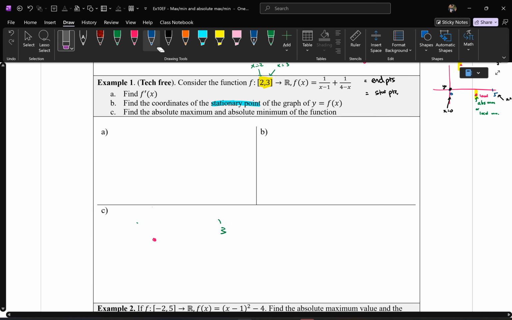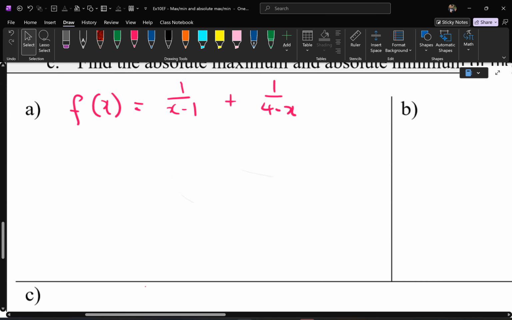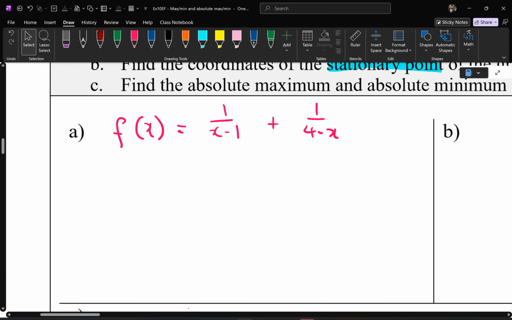But in order to do that without a CAS calculator, you have to know the skills. So first one, A, find the derivative of f of x, which is currently 1 on x minus 1 plus 1 on 4 minus x. This is going back to chapter 9, which I assume most of you have already done. Let's see. How do you differentiate the first one, 1 on x minus 1? What would you do, Krish?